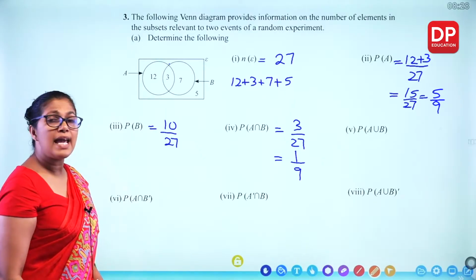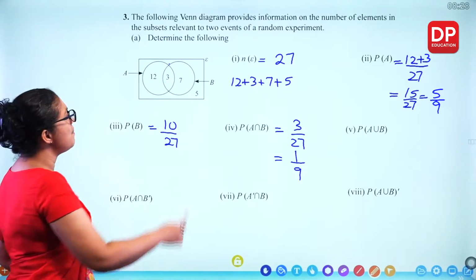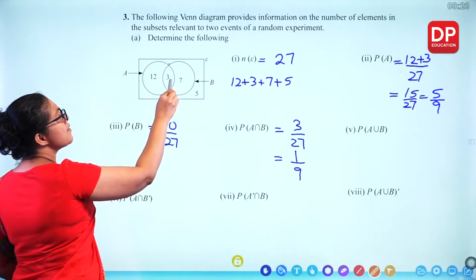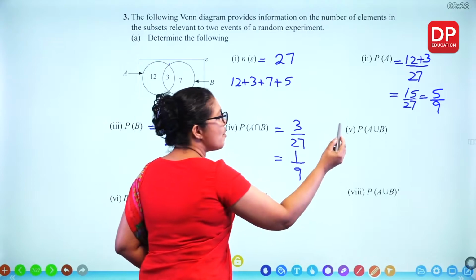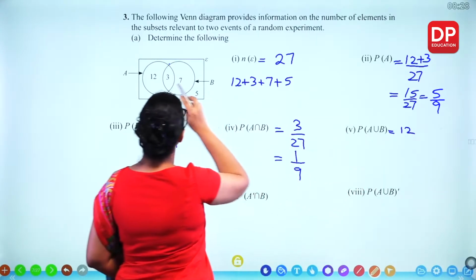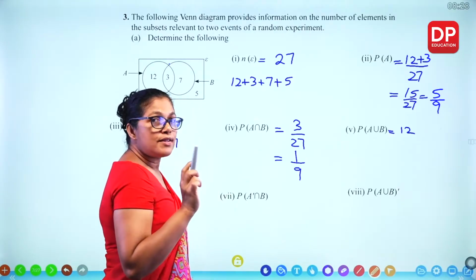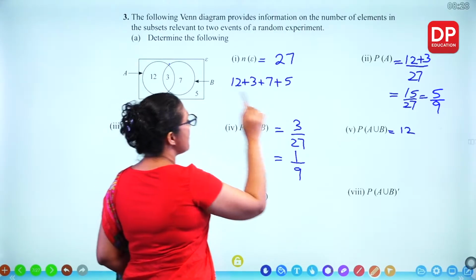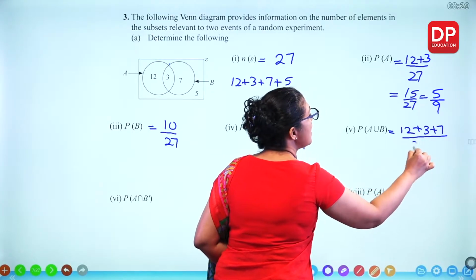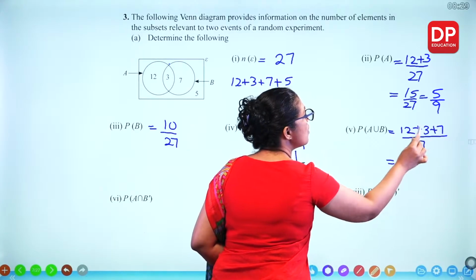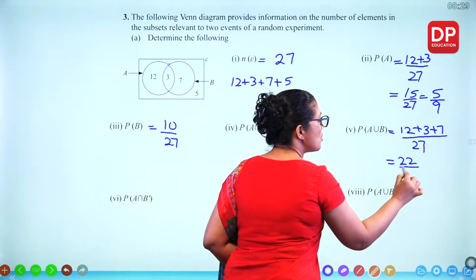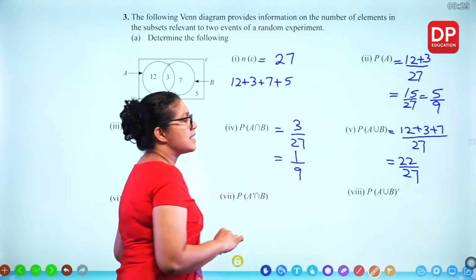Next one, A union B. A union B means everything inside the 2 circles. 12 plus 3 plus 7. So probability of getting that is, first find out the elements in all 2 circles. Here 12 plus 3 plus 7. Divide by 27. So 7 plus 3 is 10. 10 plus 12 is 22. Divide by 27.